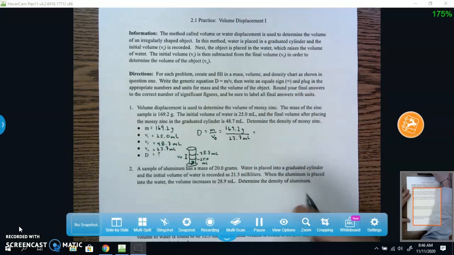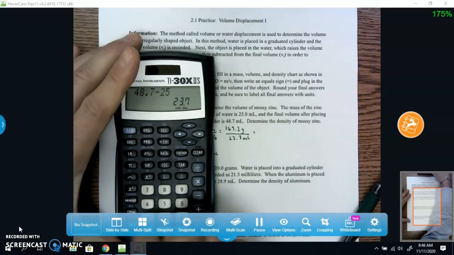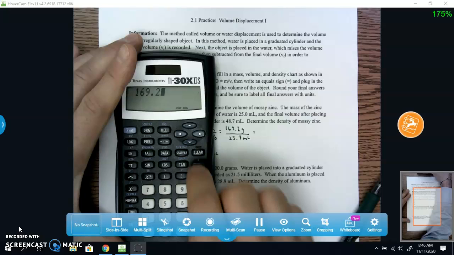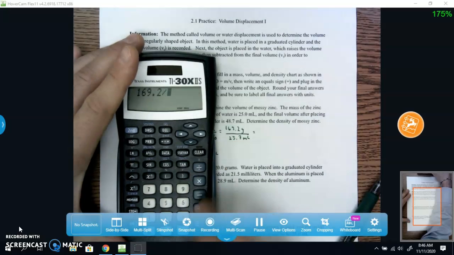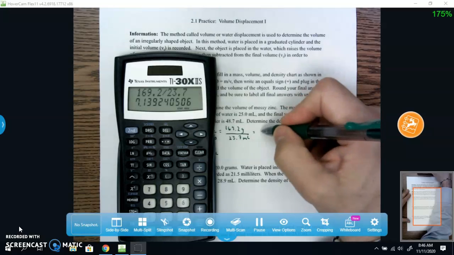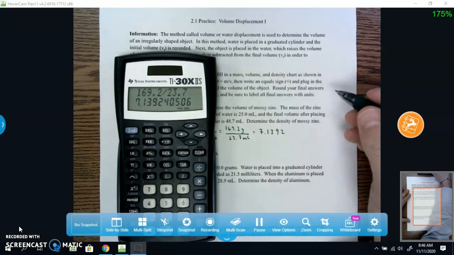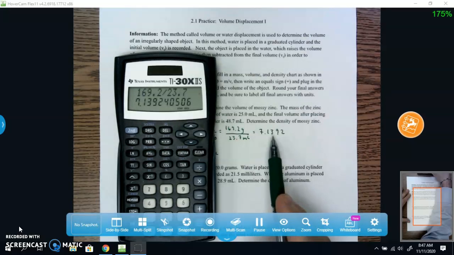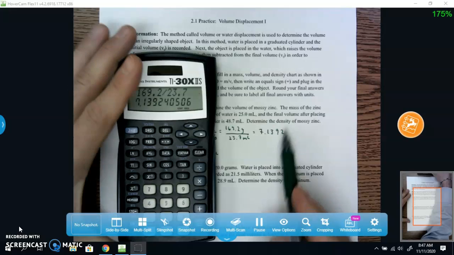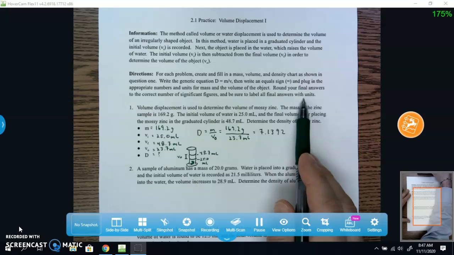I put another equal sign. And now this is division. So I'm going to take 169.2, divide that by 23.7, and I get this number, 7.1392. Now remember, I always encourage you guys to write down the calculator answer. Then we need to round final answers to the correct number of significant figures and label the final answer with the appropriate units.